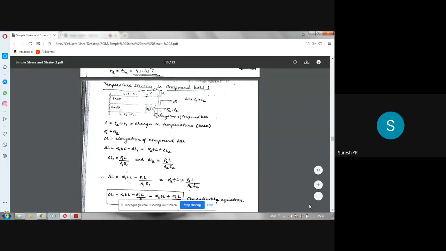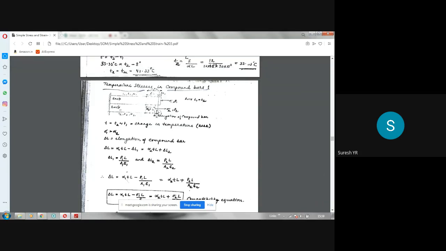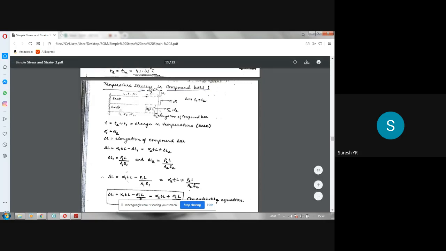So whenever you have two different materials combined together, it is a compound bar. The system is subjected to rising temperature or falling temperature. Since the Young's modulus is different, the coefficient of thermal expansion values are different for both the materials. Each bar will have its own expansion. So free expansion for the first bar is alpha 1 TL. For the second bar it is alpha 2 TL. So they will be different.